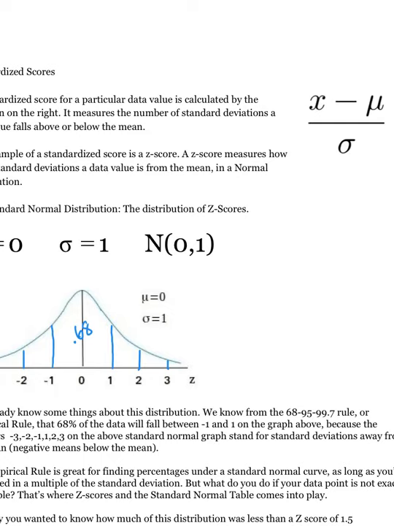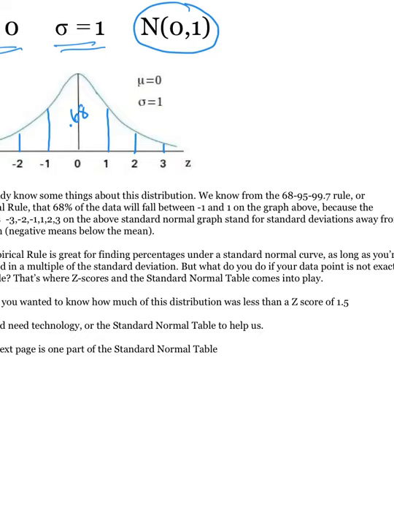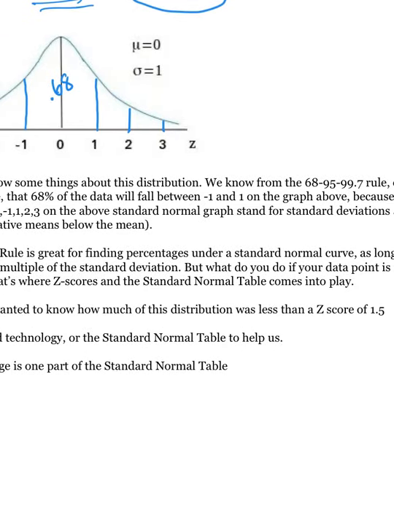So the standard normal distribution has a mean of 0, standard deviation of 1, and we denote it as a capital N for a normal distribution, and then 0 is the mean, 1 is the standard deviation. So we already know some things about this distribution. We know from the 68, 95, 99.7 rule, or empirical rule, that 68% falls within 1 standard deviation on the graph above. The empirical rule is a great way of finding percentages under a standard normal curve, as long as you're interested in a multiple of the standard deviation.